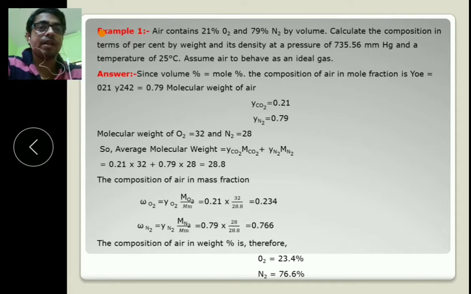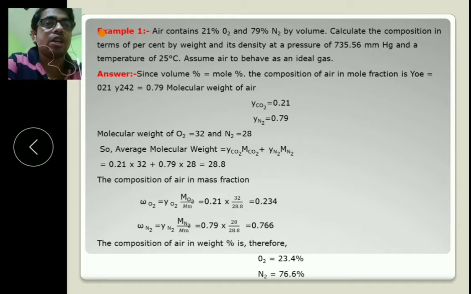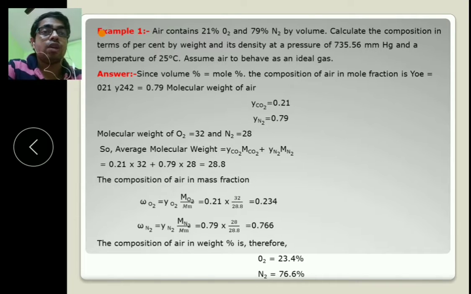Next page we have taken an example: air containing 21% oxygen, 79% nitrogen by volume. Calculate the composition in terms of weight percentage and its density at a pressure of 735.56 millimeter mercury and a temperature of 25 degrees centigrade. Assume air behaves like an ideal gas. So we have to assume the air behaves like an ideal gas.